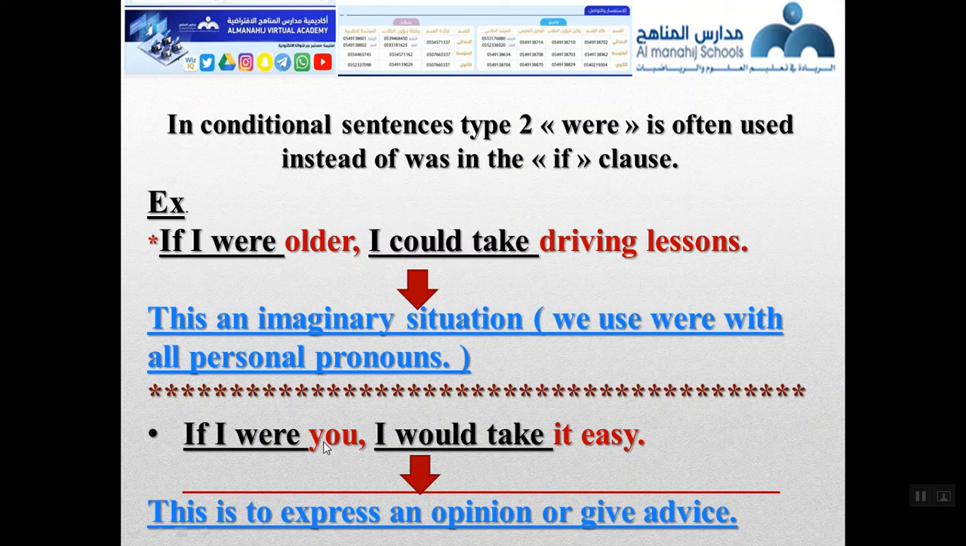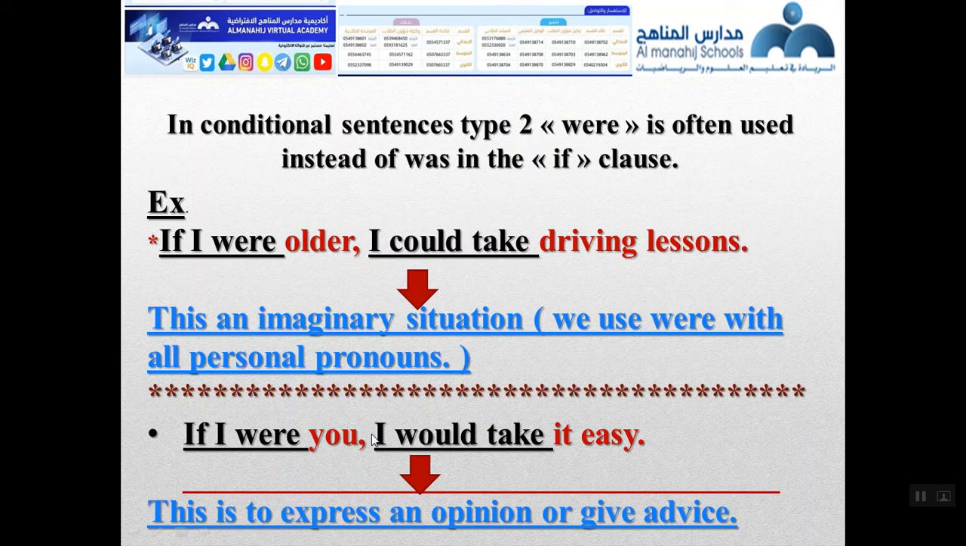Look at this example. If I were you, here in this situation, I'm talking about an opinion or an advice. If I want to advise someone, I use if I were you. If I were you, لو كنت مكانك, and this is an imaginary situation. I want to be in your situation and you want to be in my situation, but just imagining the situation, to talk about advice.